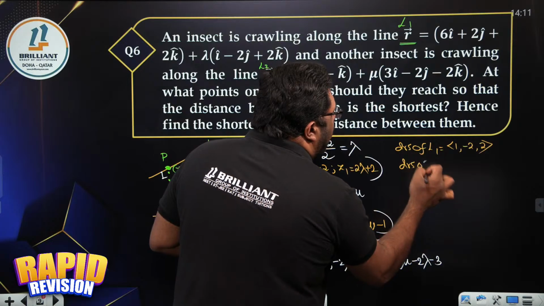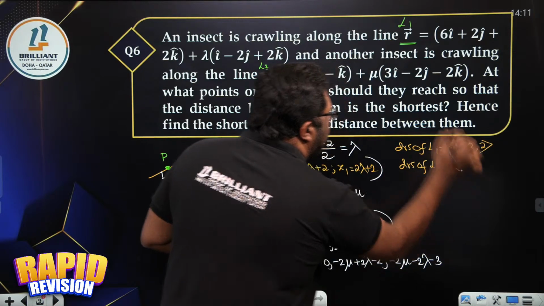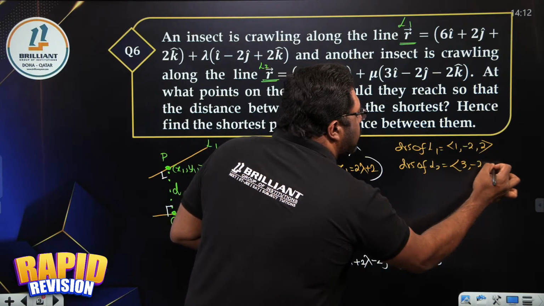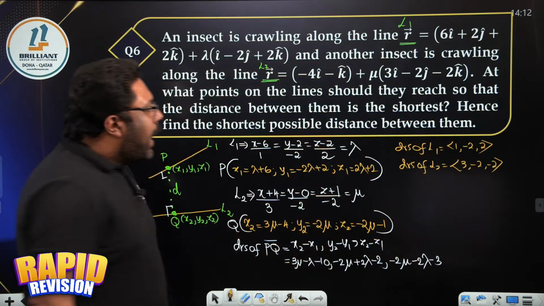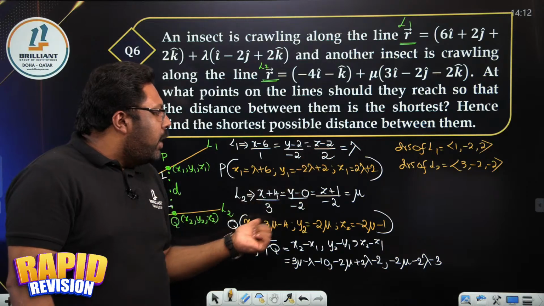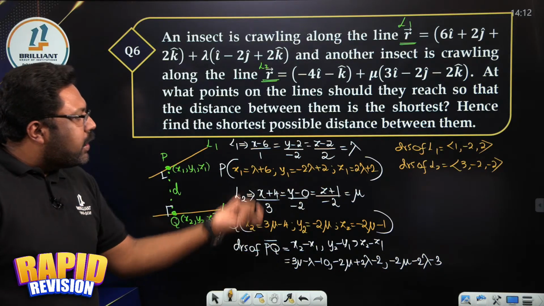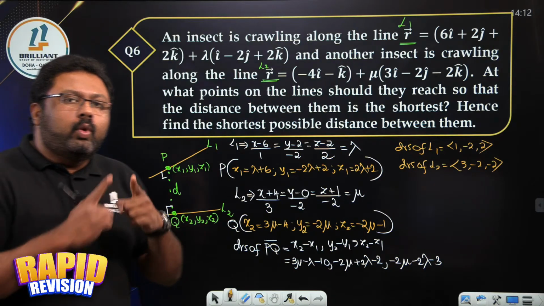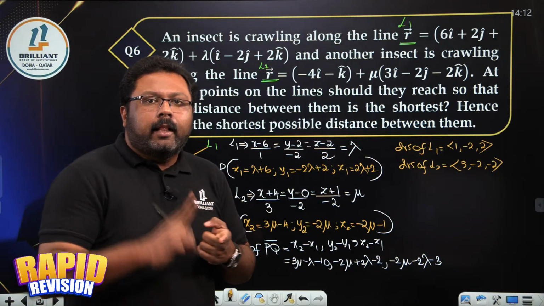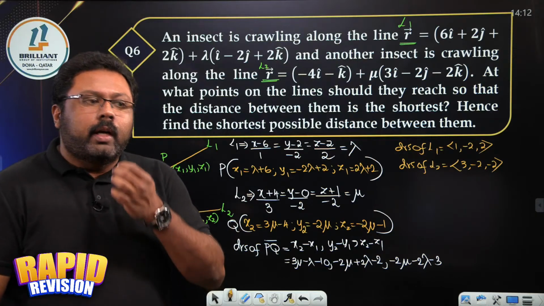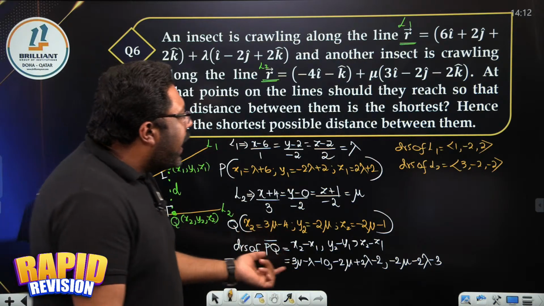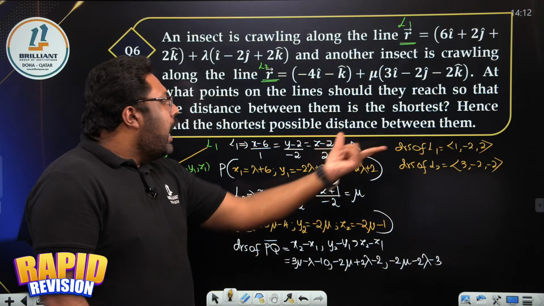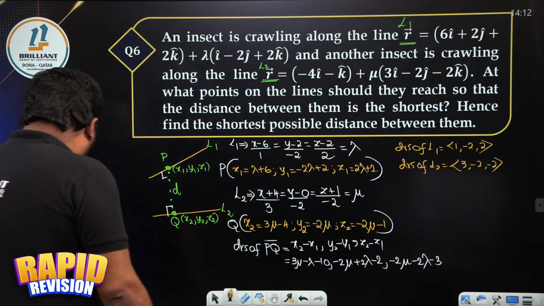Direction ratios of line 2: 3, minus 2, minus 2. I just found out the direction ratios of line 1 and line 2 because I am going to use the condition for perpendicular vectors. If two vectors are perpendicular, then the dot product is 0. I'm going to use that, so that's why I'm getting my direction ratios ready. So I got PQ, I got L1, so I can start now.